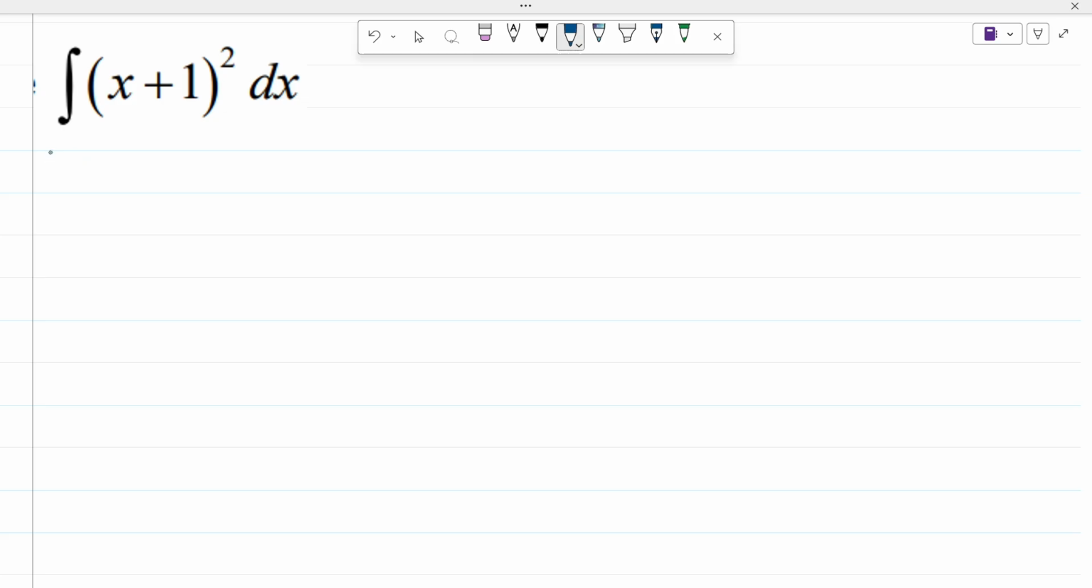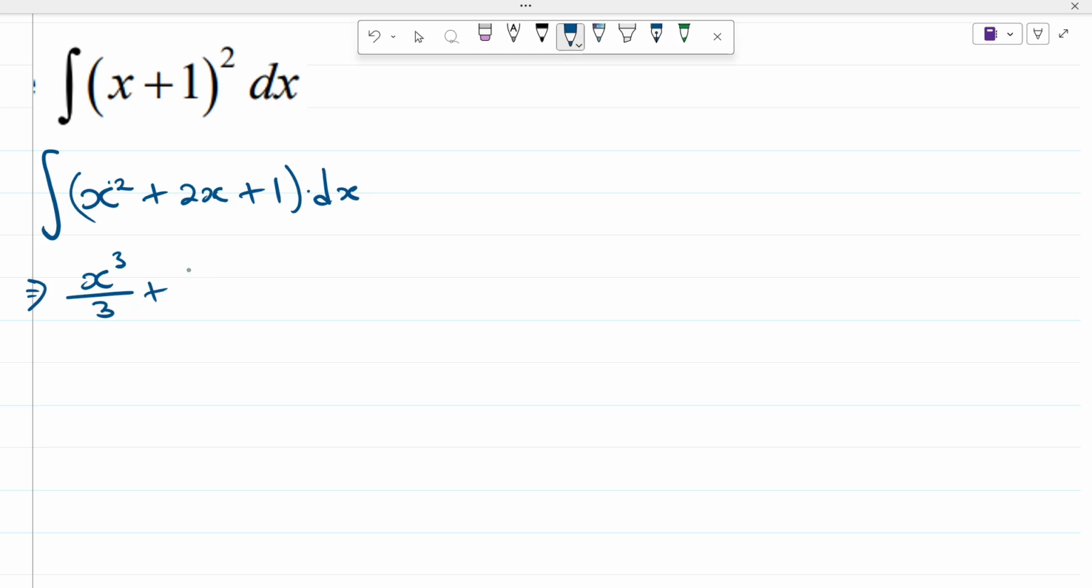So if you thought of simplifying, then you're going to multiply out there. You will have x squared plus 2x plus 1, and then this is the dx. Then you can integrate this. When you integrate, that is going to be x cubed over 3 plus 2x squared over 2 plus x plus c.